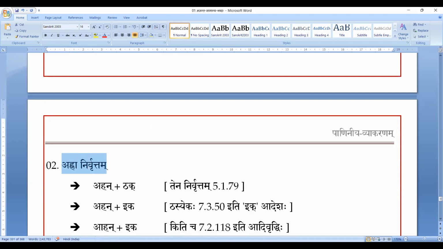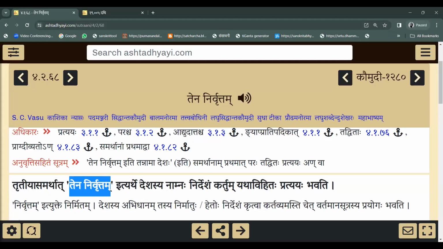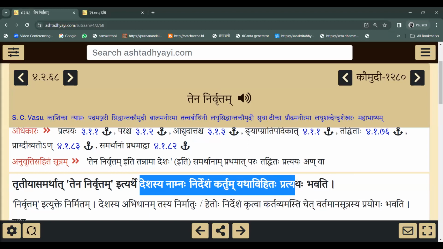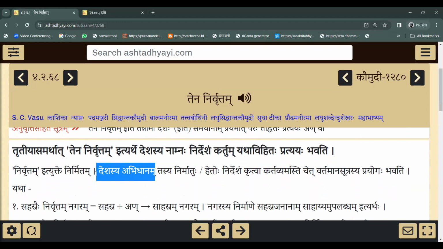So Anna Nivrittam, this is a Tadita example. Again, it is given in the website. Anna Nivrittam, Tena Nivrittam by that sutra. Tena Nirvrittam. Adhikara Sutra. So in the sense of Nirvrittam, that is, Tena, by that, Nirvrittam. Iti, in that sense. So if you see the meaning, Tena Tritiya Samartha Tena Nirvrittam. Ityarte Deshasya Namnaha Nirdesham Kartum Yathadhigitaha Pratyaha Bhavati. Deshasya Abhidanam Tasya Nirvrittam, Nirmatuhu, Etoho Nirdesham Kartavyam Chet Vartamana Sutrasya Prayogaha Bhavati.